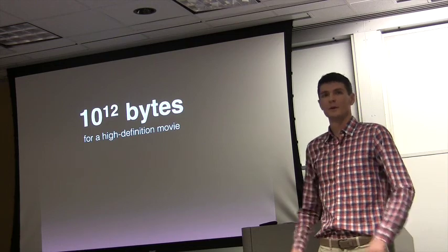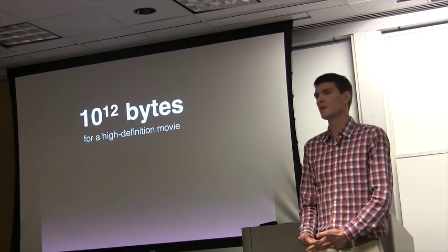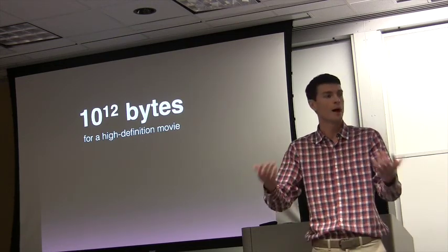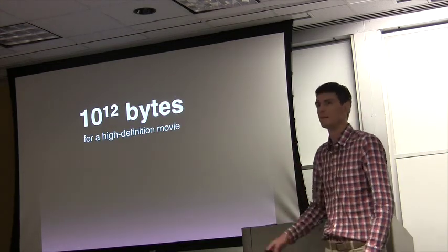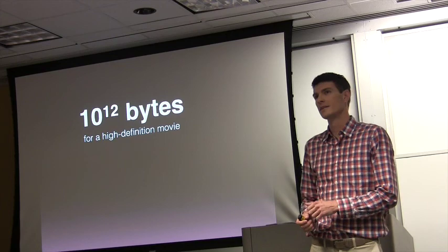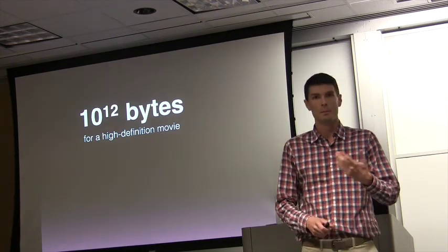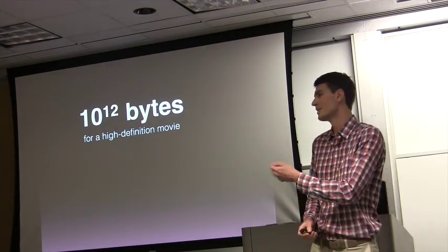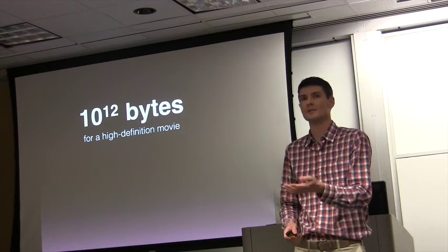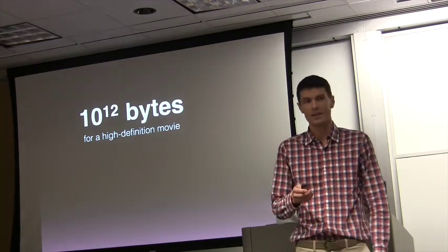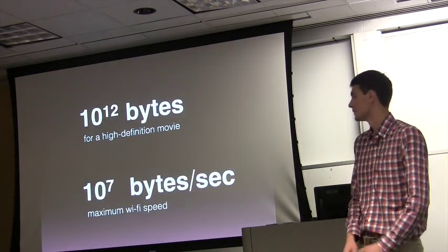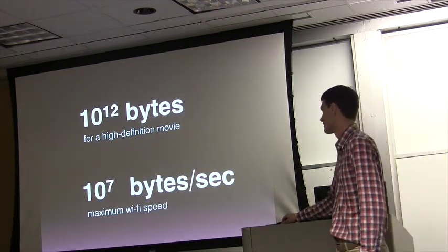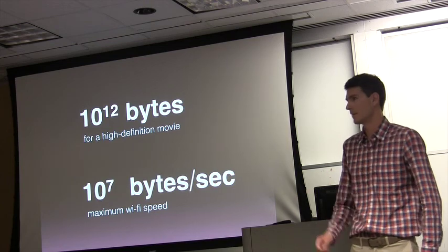But let's think, we want to stream this movie. So we have a lot of time. We have 2 hours to stream the movie. So let's see, how fast is Wi-Fi? On a good day, using the modern Wi-Fi standard, and not splitting the Wi-Fi with your brother or your sister or your parents, it will download at about 10 megabytes per second. So that's 10 to the 7th bytes per second. That's the maximum Wi-Fi speed.